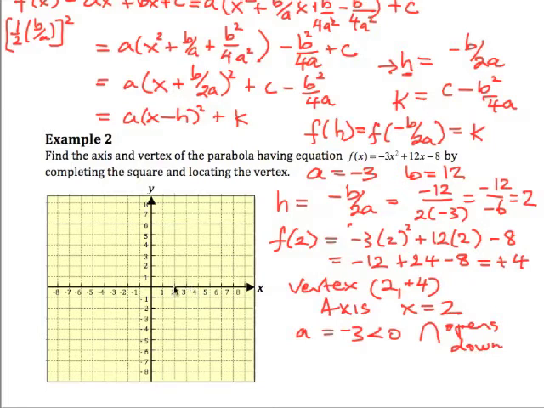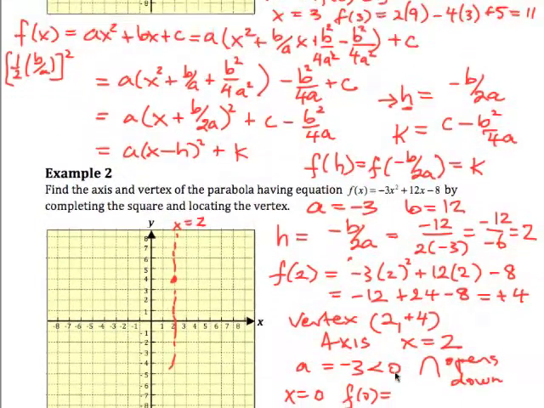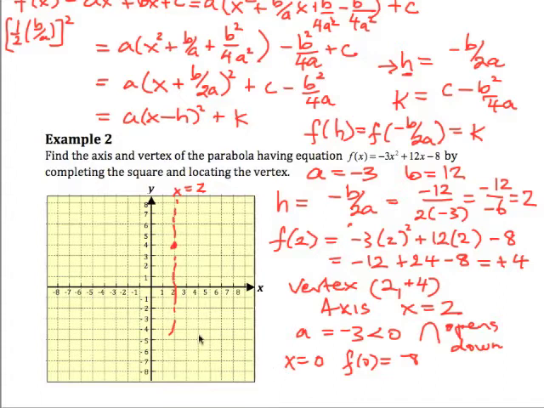All right, so let's put in our vertex, 2, 4. We know our axis is going to be x is equal to 2. So here's 2, 4. Now we know it's opening down, so the next thing to do is what is going to happen when x is equal to 0. Then f of 0, we can see here, 0 here, 0 here, so it's negative 8. So it's going to be 0, negative 8, which is right here.